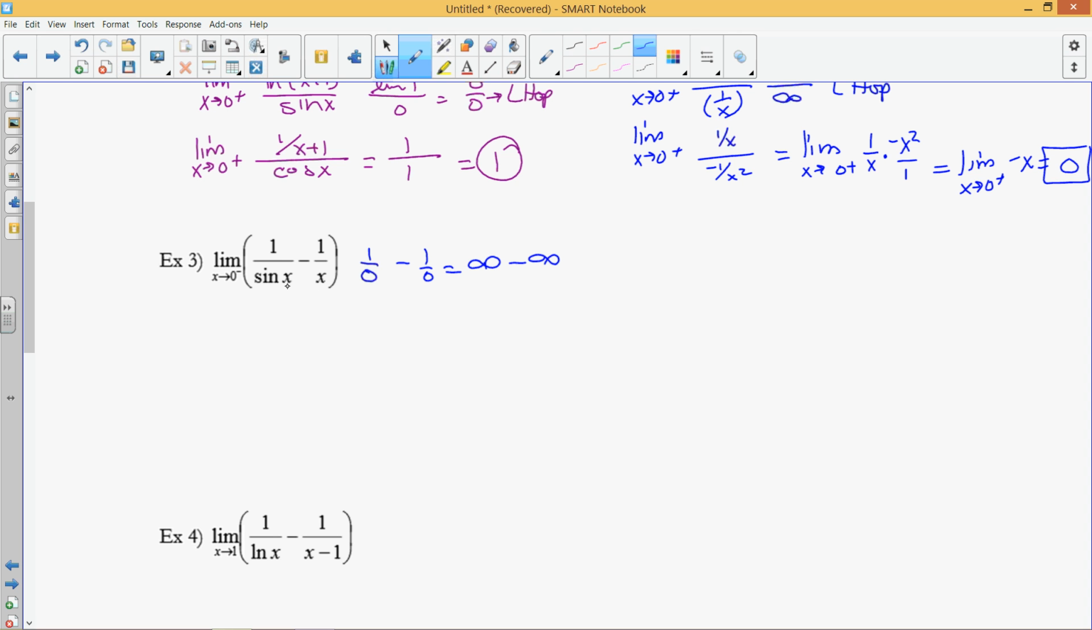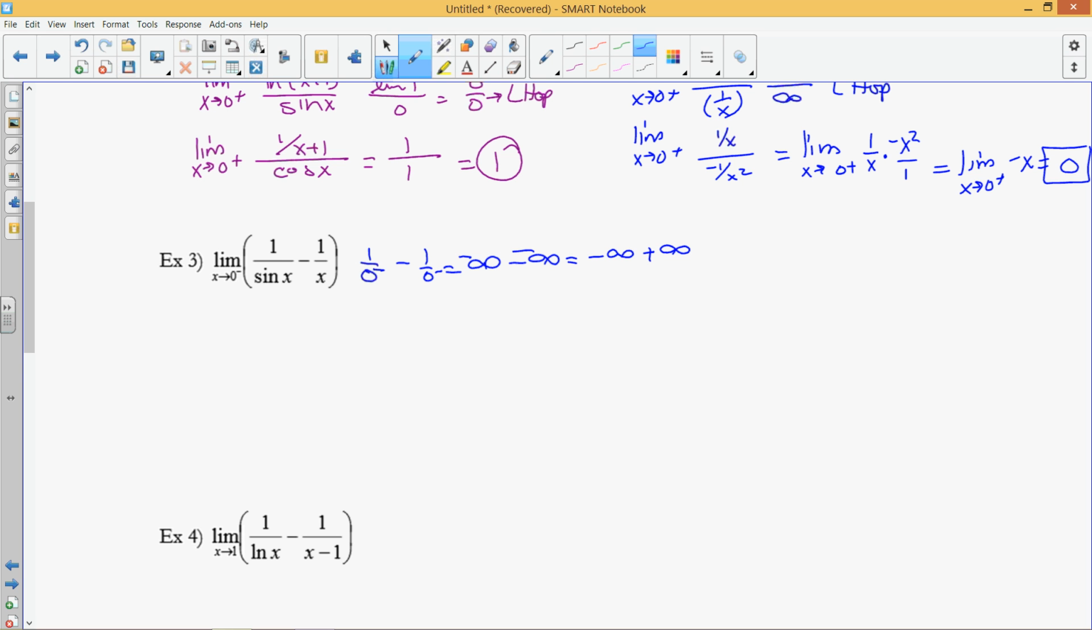Now technically I'm coming at 0 from the left, so the sine of 0 from the left is like 1 divided by a negative 0, which would give me a negative infinity, and 1 divided by x, with x coming at 0 from the left, would be negative also, which makes this another negative infinity. So it's really like negative infinity plus infinity, but that's the same as infinity minus infinity. So you don't have to worry about it, but I wanted to make a point of saying this is 0 from the left, technically.